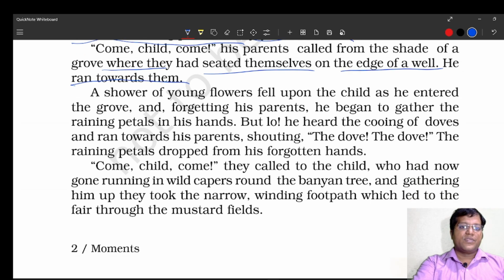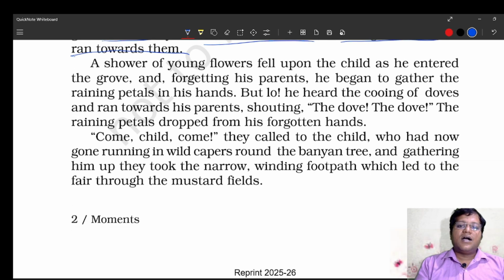A shower of young flowers fell upon the child as he entered the grove. Forgetting his parents, he began to gather the raining petals in his hands. During the spring season, we know that the deciduous trees generally shed their leaves and flowers. The flower petals were showering like rain, and the little boy was enjoying catching and gathering the petals in his hand. But lo, he heard the cooing doves and ran towards his parents.